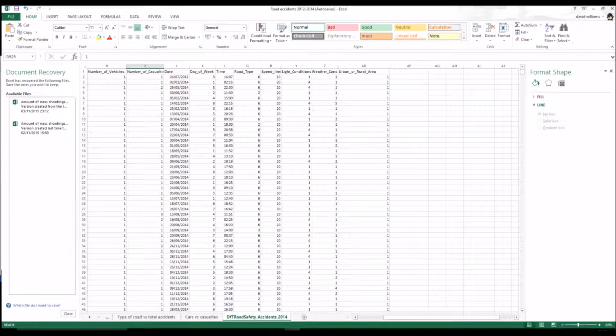This project is using a dataset by the UK government which outlines the road accidents which have occurred during the period of 2012 to 2014 in the UK. The dataset also contains many relevant fields relating to the accidents, such as the number of casualties, the day of the week it occurred on, the weather condition, and whether it occurred in a rural or urban area.